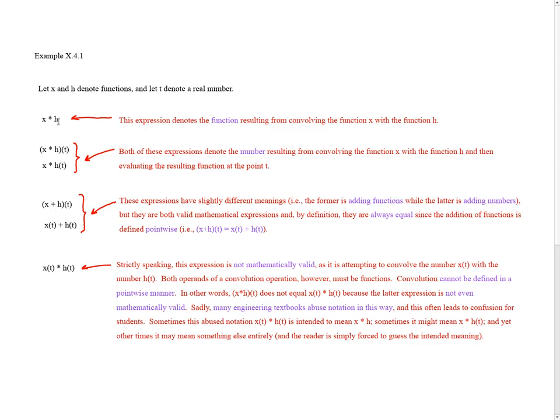So consider the expression x star h. What's the meaning of this expression? Well, this expression denotes a function. In particular, it denotes the function that results from convolving the function x with the function h.